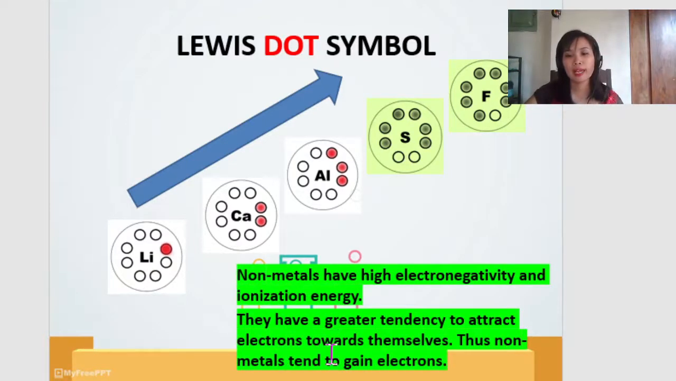So again, nonmetals, they have a greater tendency to attract electrons toward themselves. So, kasi gusto mga attract, di sila naghahatag, dili sila manghatag. Kaya taas pa sila ionization energy, di sila kahatag or maka-release easily or maka-remove easily of electron. So, ginagawa nila is what? They are what? Tend to gain. Sila na lang itong maka-gain of electrons or maka-share of electrons.